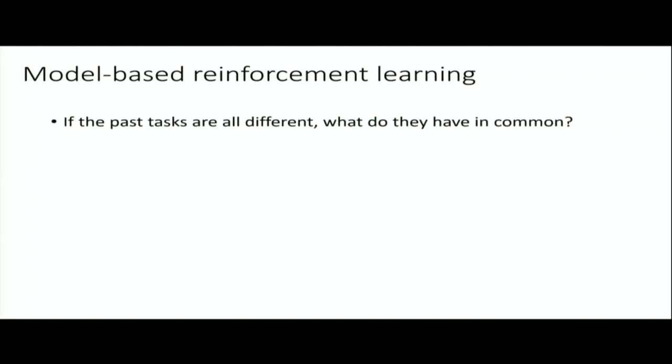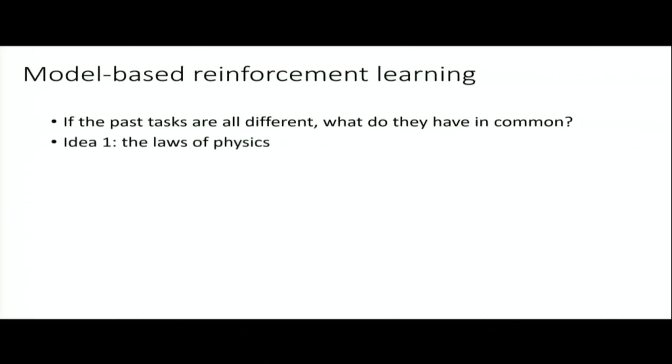So if all the past tasks are all different, is there something that they all have in common? Is there some particular feature that we could grab from all the past tasks and use without concern for whether the task discrepancy is going to cause us problems or not? So one idea that we have is the laws of physics.